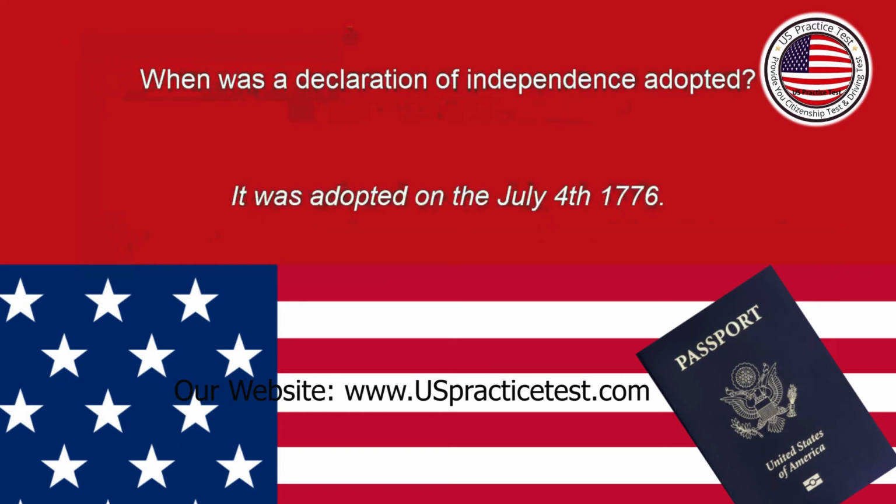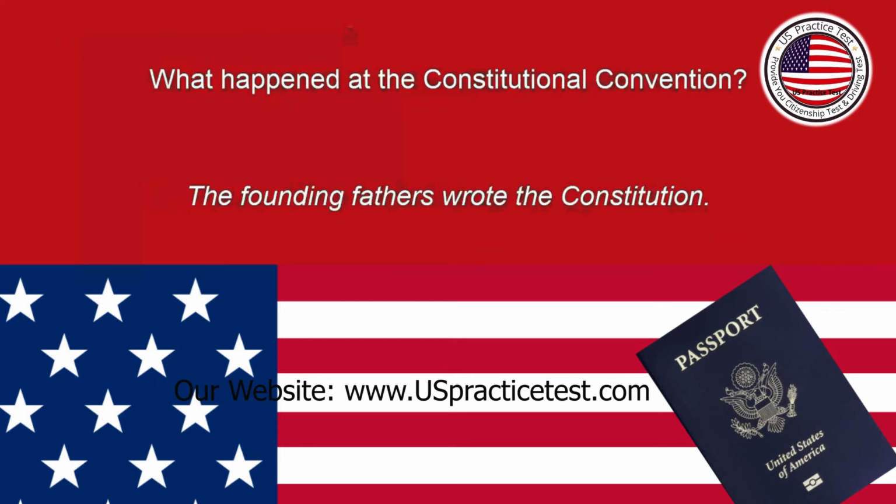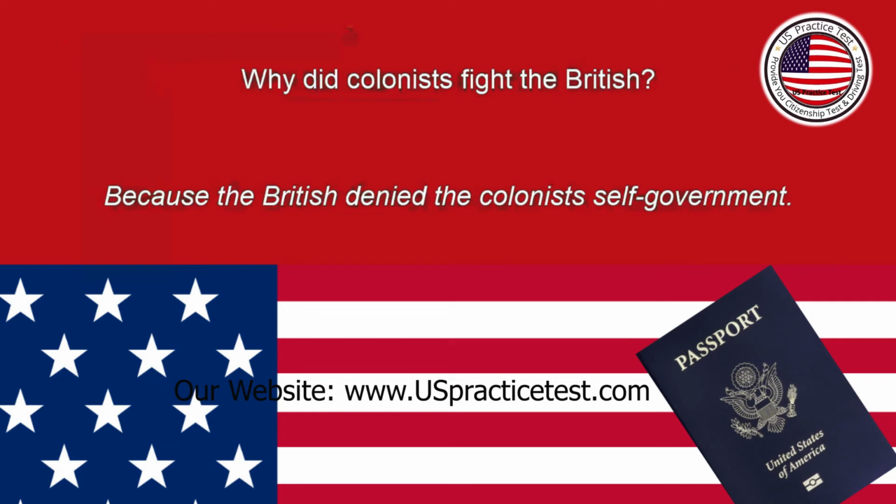When was the Declaration of Independence adopted? It was adopted on July 4th, 1776. Name 1 reason colonists came to America. They came here for freedom and religious freedom. What happened at the Constitutional Convention? The Founding Fathers wrote the Constitution. Why did colonists fight the British?